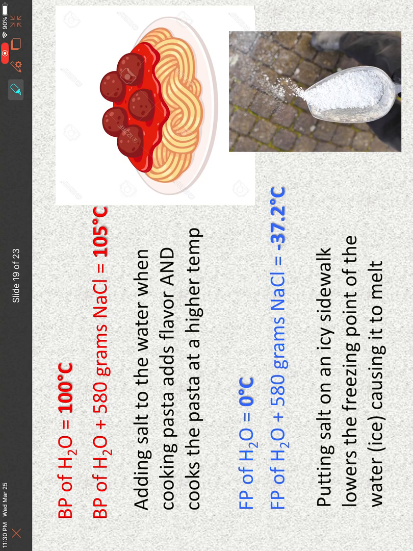So, if you put salt on your sidewalk in the winter, right? The sidewalk gets icy and you shake salt on it. Putting salt on that icy sidewalk actually lowers the freezing point of the water, because ice is water. It lowers the freezing point of the water so the ice starts to melt. Meaning the temperature outside would have to get much colder for that salt water solution you just created to freeze up.